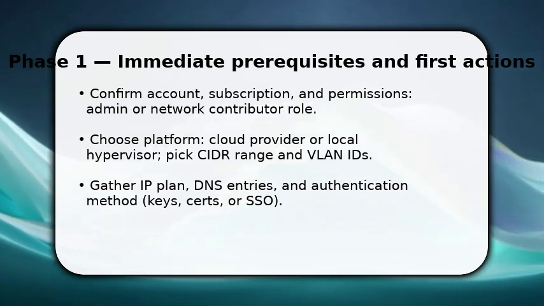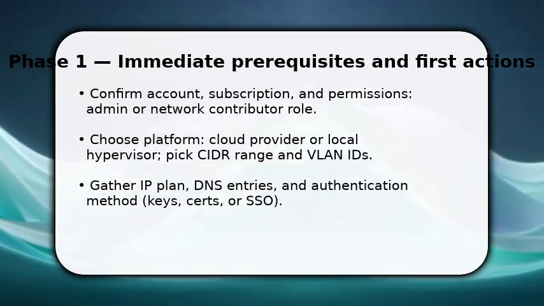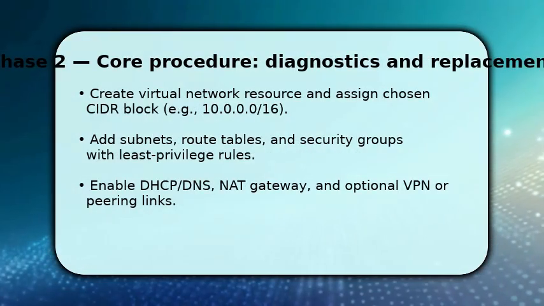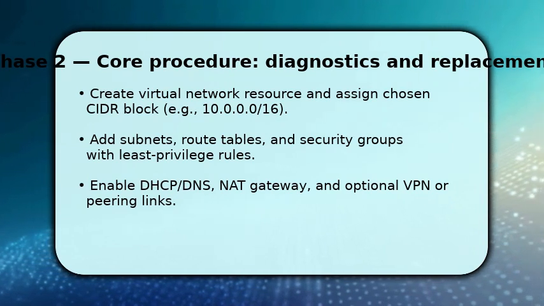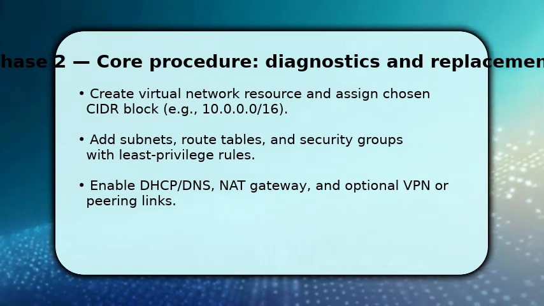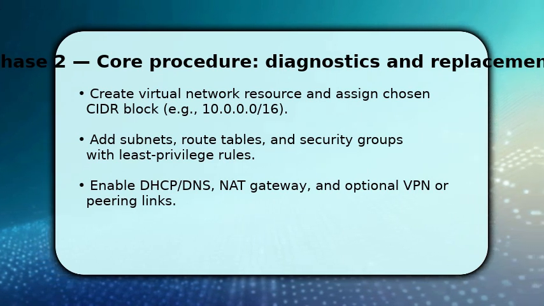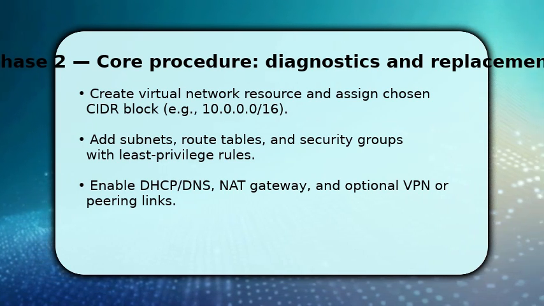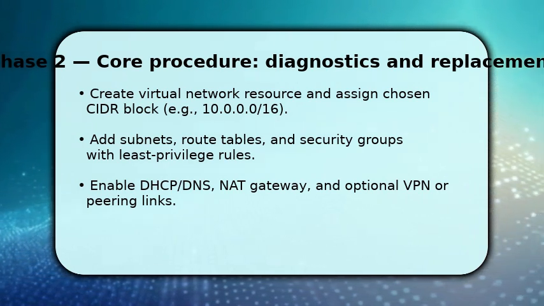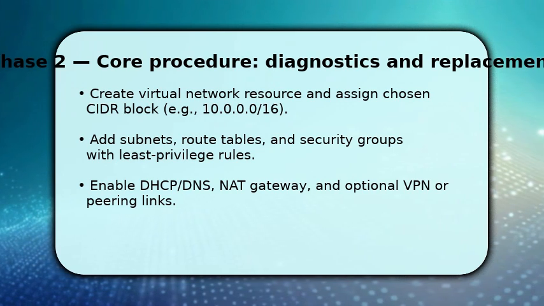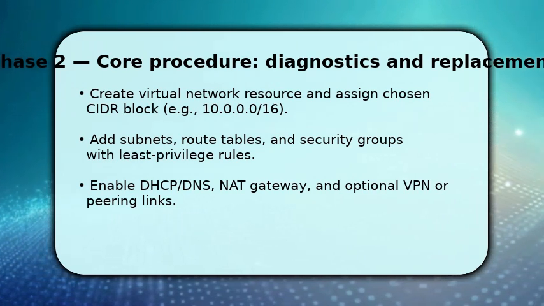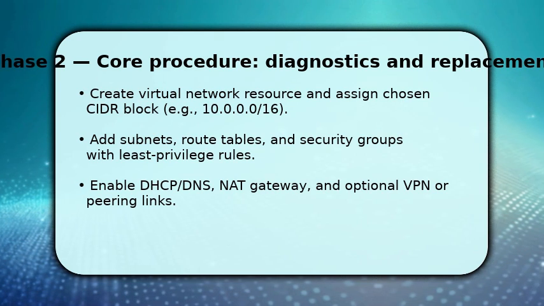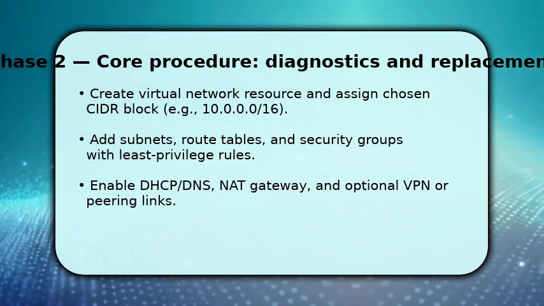You now create the virtual network and assign your reserved CIDR block. This defines routable addresses. Next, add subnets by function, web, app, database, and attach route tables to control traffic flow, because segmentation reduces blast radius. Configure security groups and firewall rules with least privilege principles so only required ports are open. Then enable DHCP and DNS for name resolution, and provision NAT gateways or VPN/peering for external connectivity.